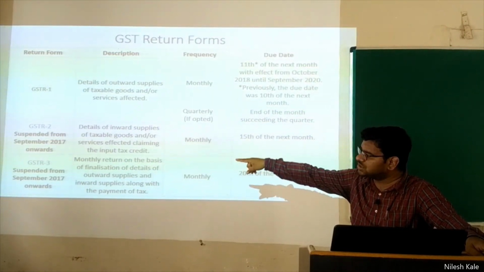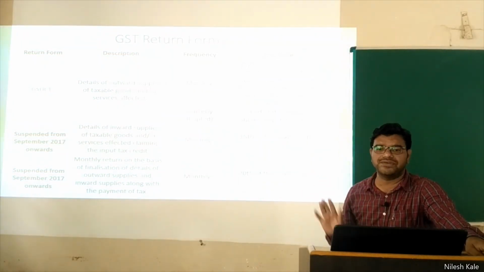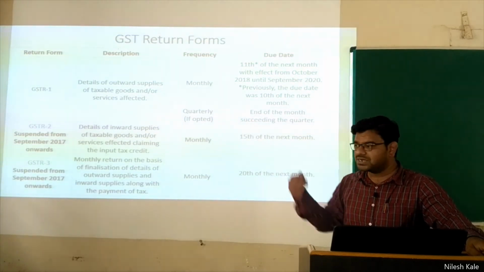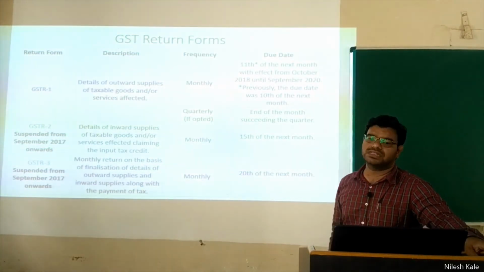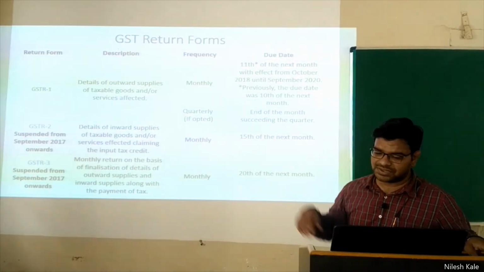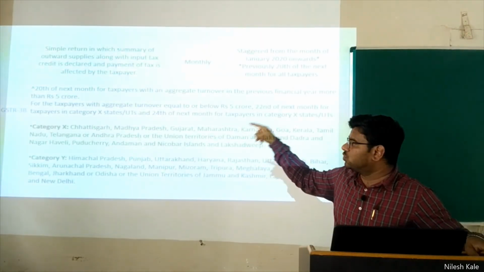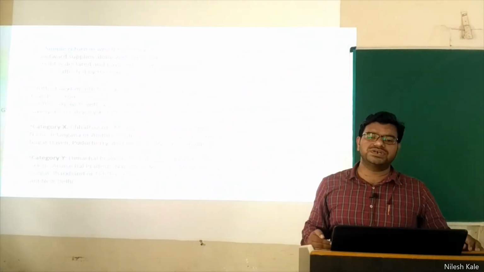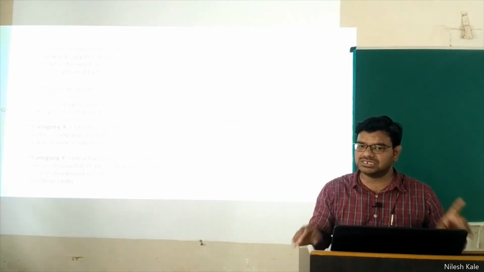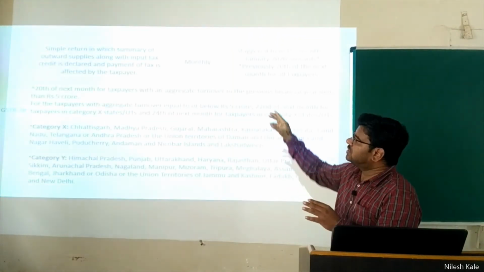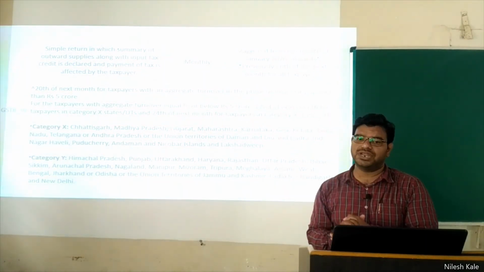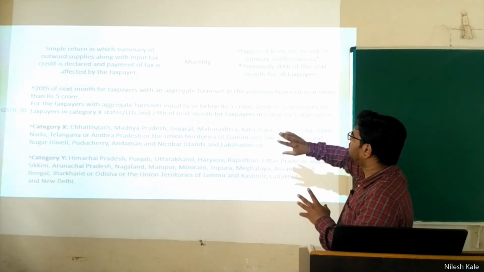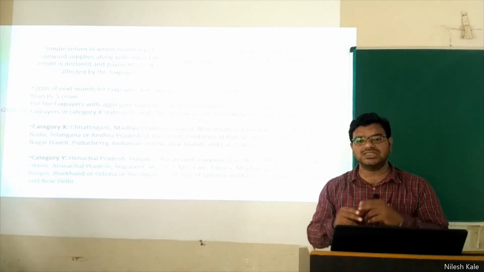Then GSTR2 and GSTR3 are suspended from 2017 only. You need not worry about this, but still you understand GSTR2 is for inward supplies and GSTR3 is for monthly returns. Instead of GSTR3, we are filing GSTR3B. Look at this GSTR3B. Simple return, and which is the summary of outward supplies and inward supplies. I repeat, GSTR3B is the summary of outward supplies along with the input tax credit or input taxes paid, right, which is to be shown monthly, and the time is 20th of next month.